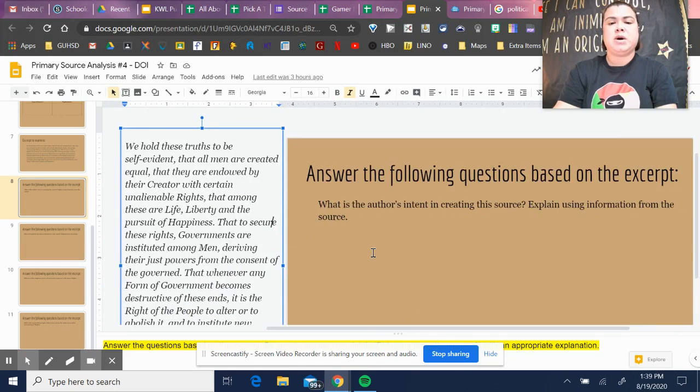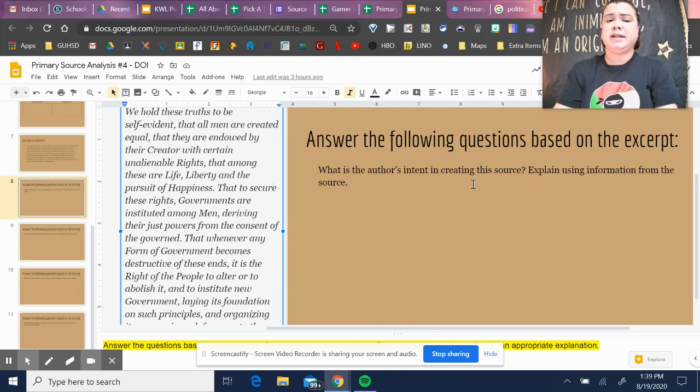Okay. So you're going to answer the following question based on the excerpt. What is the author's intent in creating this source? Explain using information from the source, okay? So based on what you know and based on this excerpt, using information from this excerpt, why did the author write this? Okay, what was the reasoning for it? What was his intent or her intent? We all know it's a male that wrote it, okay? But we're going to say, what was his intent?